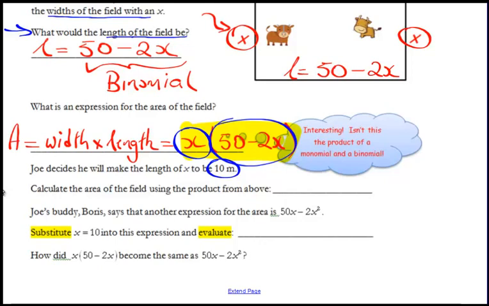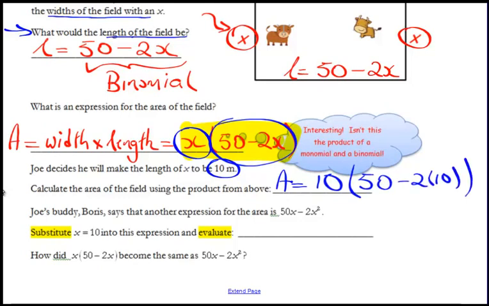Well, we can write down the area is going to be equal to... now what we need to do is, what's the word that we use? We're going to substitute or replace the x with the value 10. So everywhere we have an x, we're going to write down 10. So we've got 10 for x first of all. We've got our brackets here, 50 minus 2 times 10.